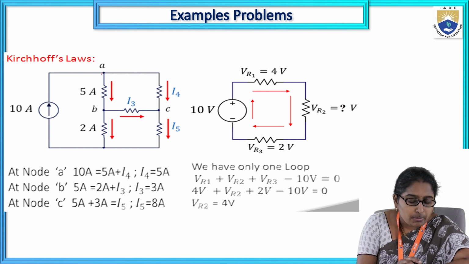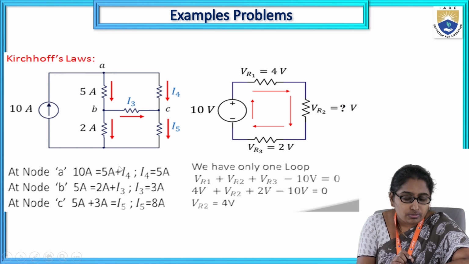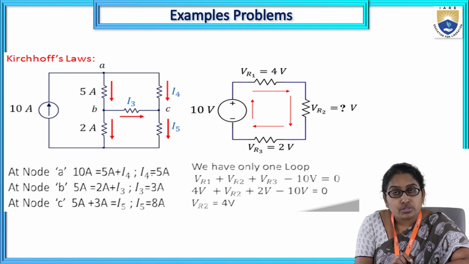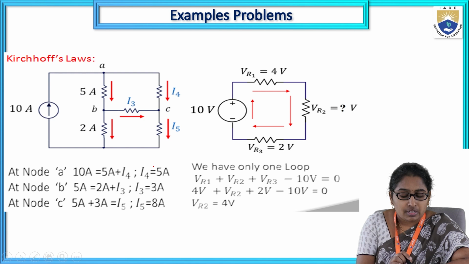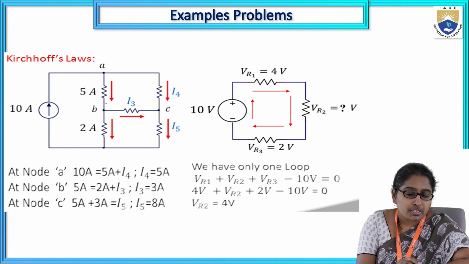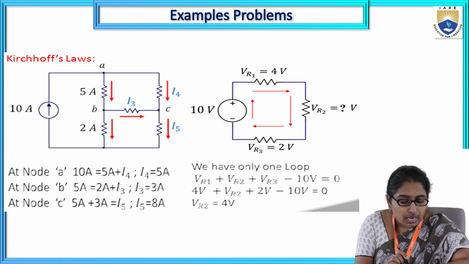So that is incoming current, and there are two outgoing currents, this 5 and the other one is I4. So 10 equal to 5 plus I4. Only the unknown is I4. So I4 is given as 10 minus 5, 5 amperes. Next thing, apply KCL at node B. Here at node B, there is a 5 amperes incoming current and 2 and I3 are the outgoing currents. So 2 plus I3. So I3 equal to 3 amperes.